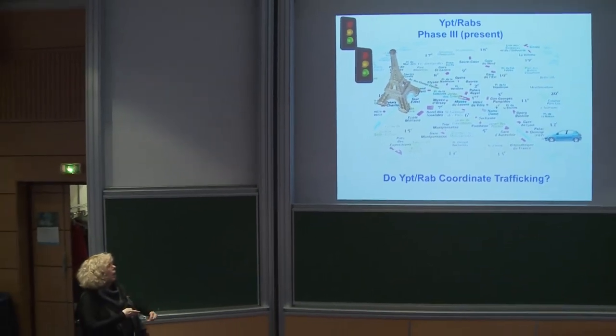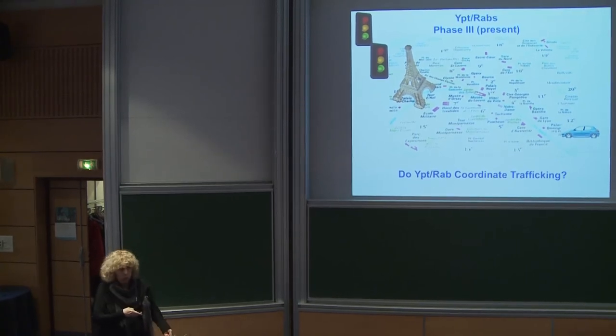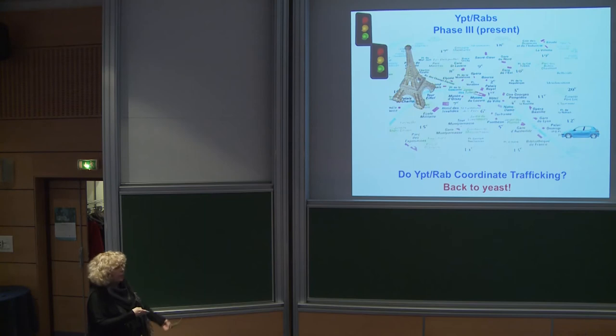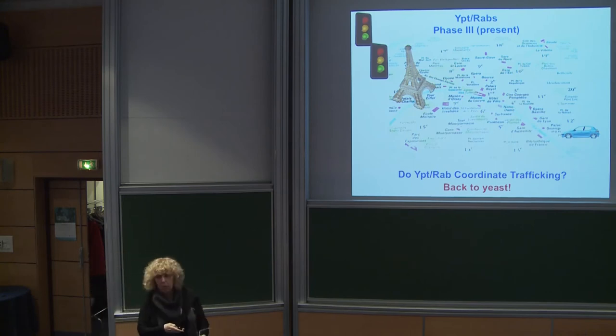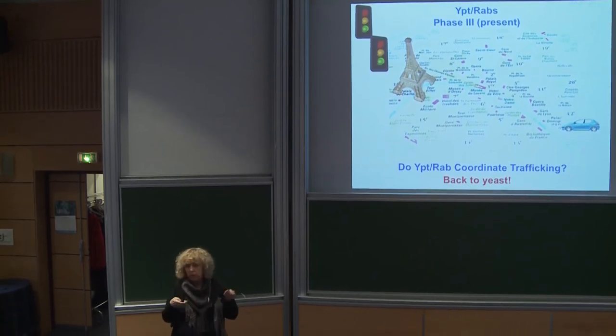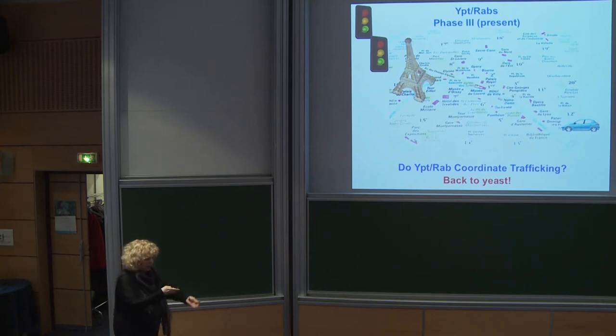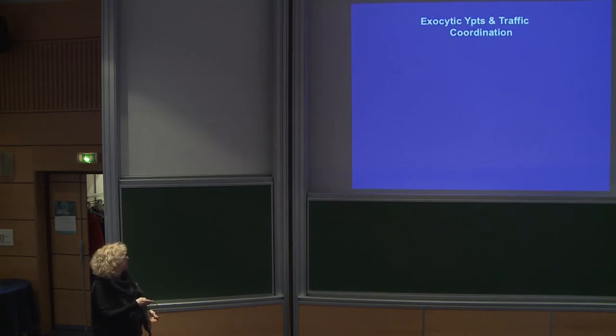So do YPT Rabs coordinate trafficking, and at what levels? Now we are back to yeast again, because there are only very few of them. We can cover the whole exocytic pathway with three Rabs, while in mammalian cells you'll have to deal with 35. And if you think about all their interactors, the interaction nets are much smaller. So again, going back to yeast to try and understand this.